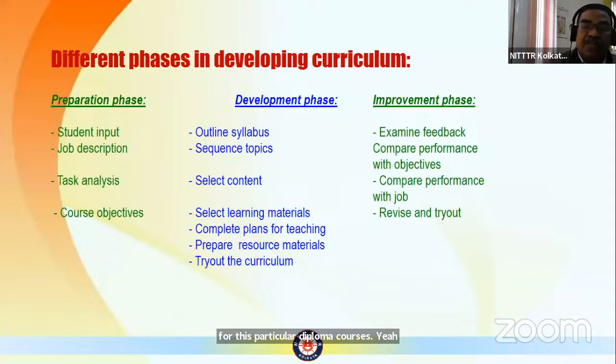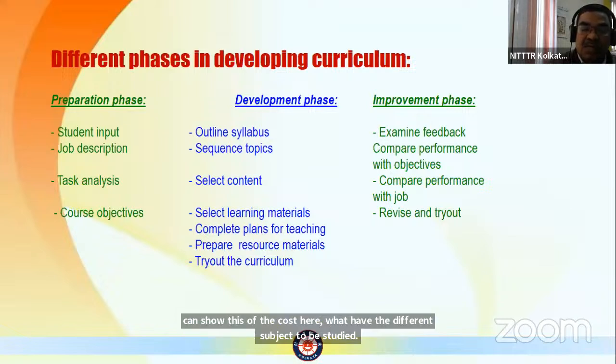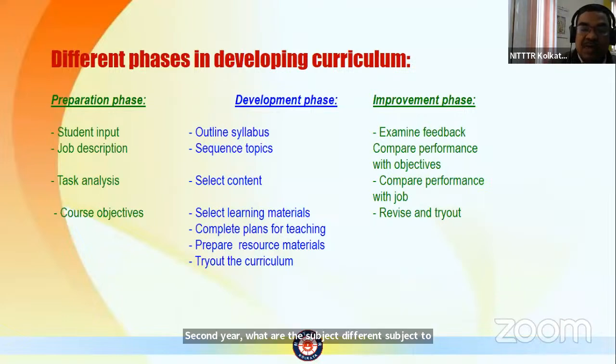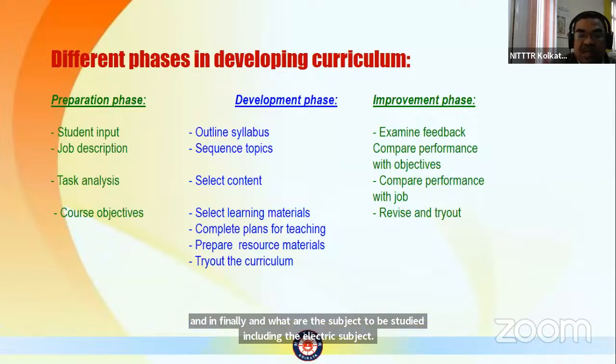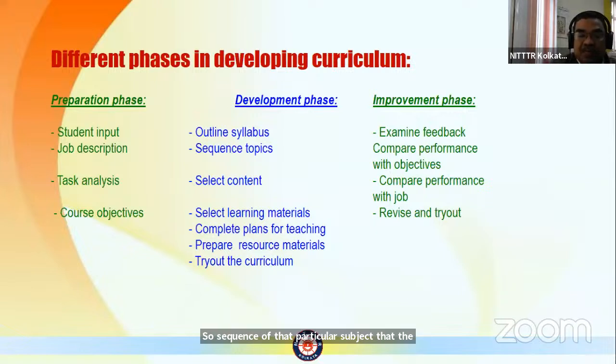After that, you'll have to do the sequence of the subjects. First year, what are the different subjects to be studied? Second year, what are the different subjects to be studied? Both theoretical and practical. And finally, what are the subjects to be studied, including the elective subjects. So the sequence of the subjects is to be done, and the sequence of the topics also.